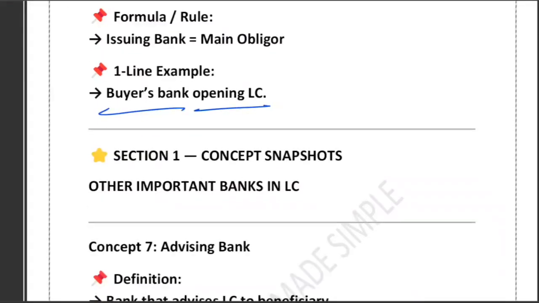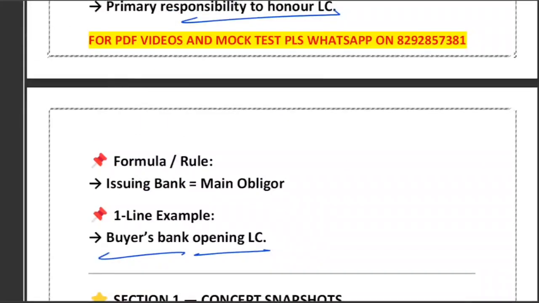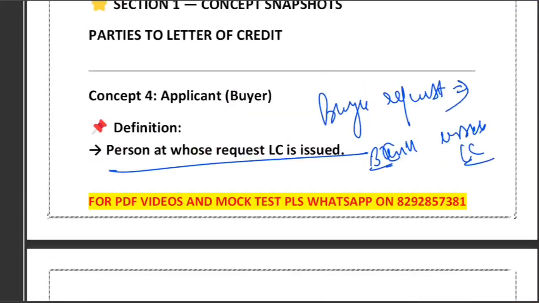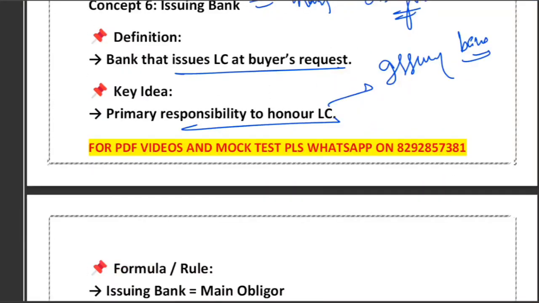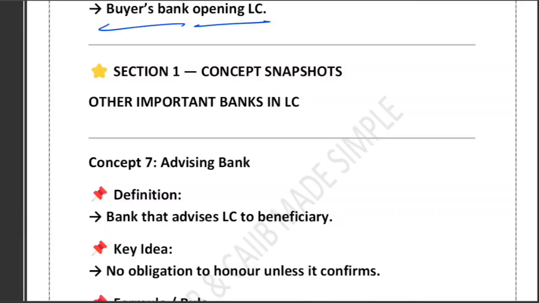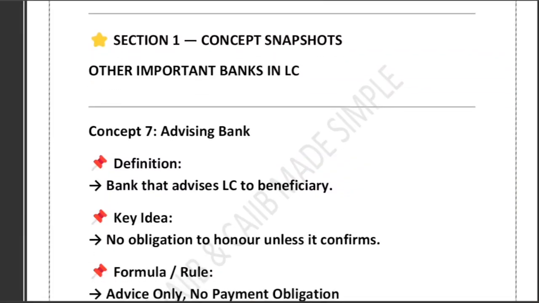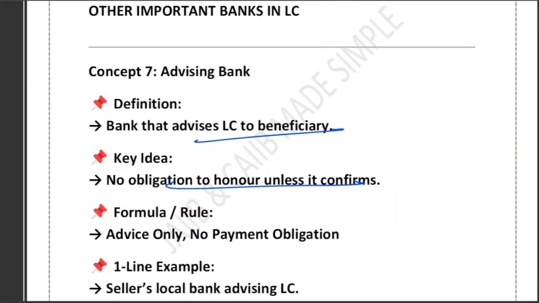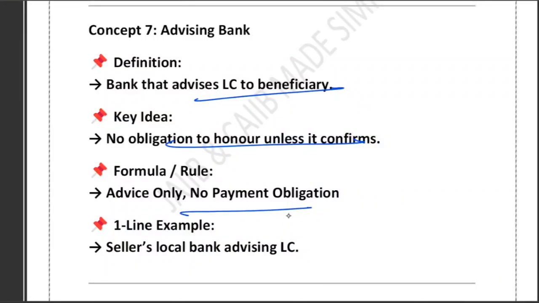Now let's understand what are the other banks involved in the LC. Till now we have covered the issuing bank, the beneficiary, and the applicant or buyer, the importer. Now we have the advising bank also. They only inform the beneficiary about the LC and do not guarantee payment. So the rule is: advise only, no payment obligation. This is the seller's local bank advising the LC. For example, the exporter's local bank advising an LC received from the foreign bank.